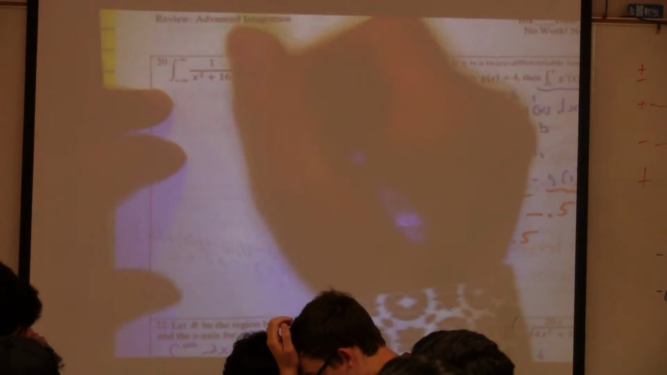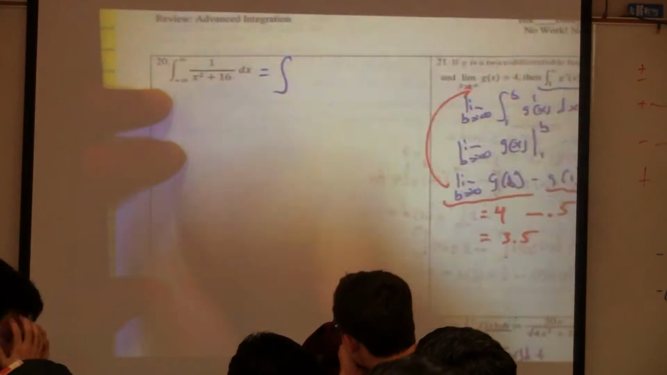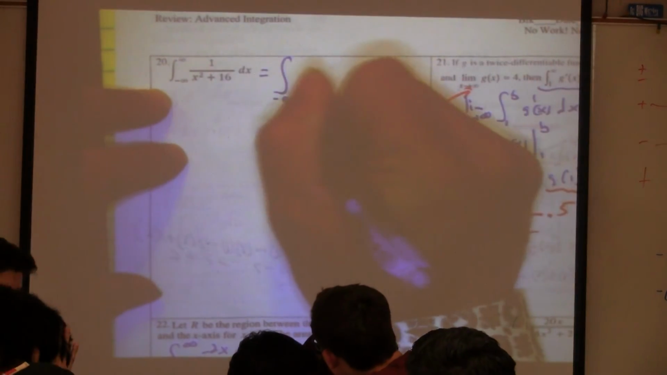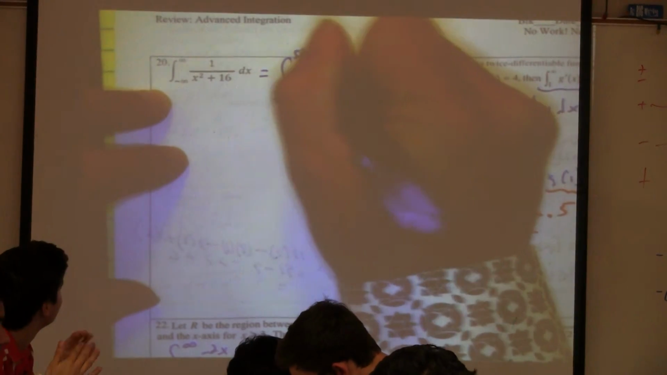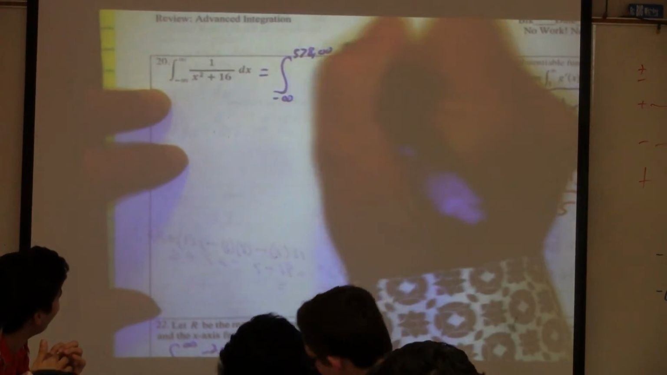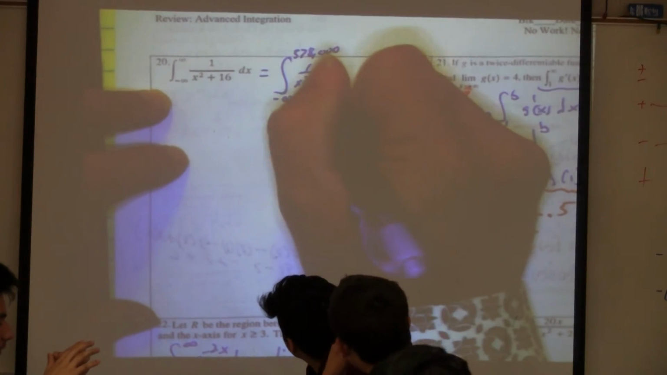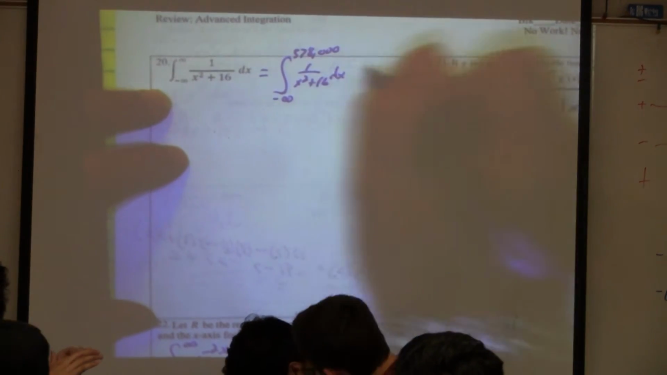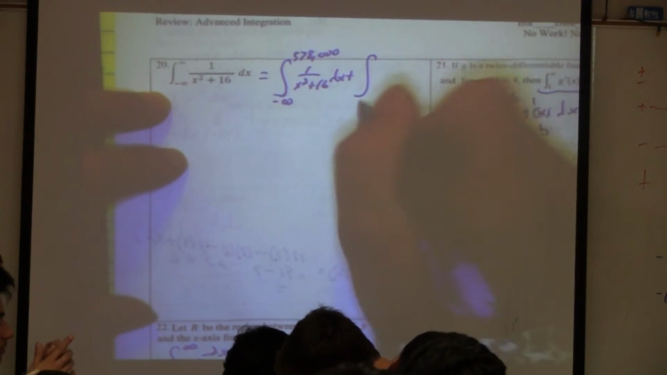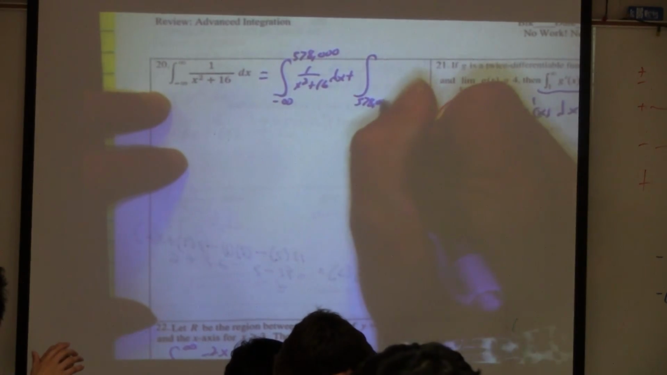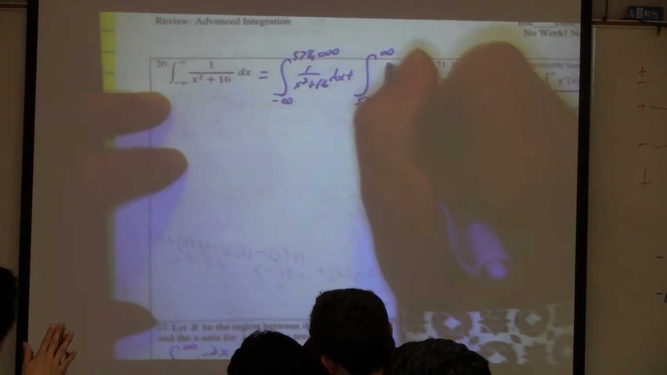So this would be the integral from negative infinity to, let's say, 578,000 of 1 over x squared plus 16. Can we just do that? Plus the integral from 578,000 to infinity of 1 over x squared plus 16.